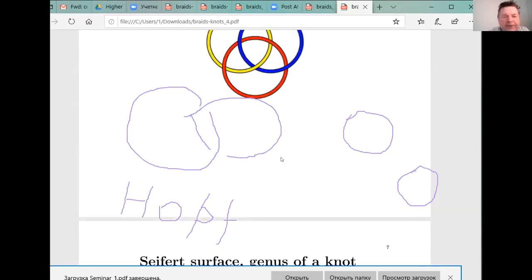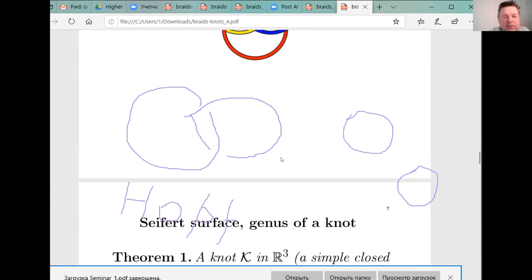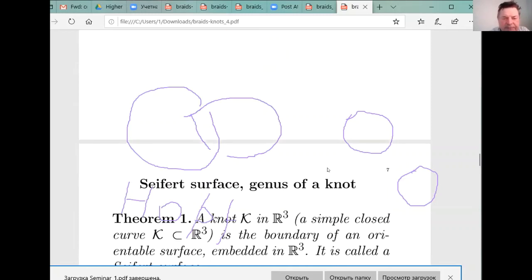These are very well-known things, and we will definitely use them and see them, and we'll calculate the invariants: we'll see the Jones polynomial and the Alexander polynomial of these links.